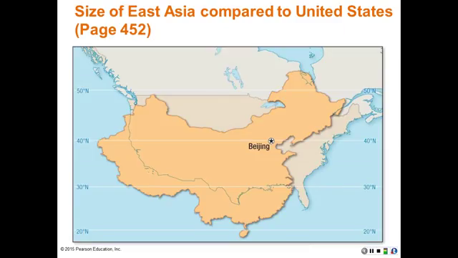This map from page 452 of your text overlays the longitudinal and latitudinal positions of the United States and of China, and we see a very similar north-south range and a very similar east-west range in terms of the two countries. Very similar in size, very close to size.